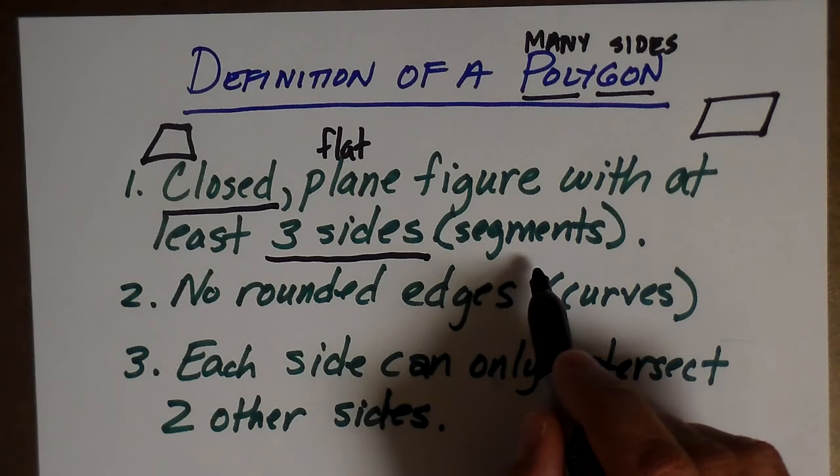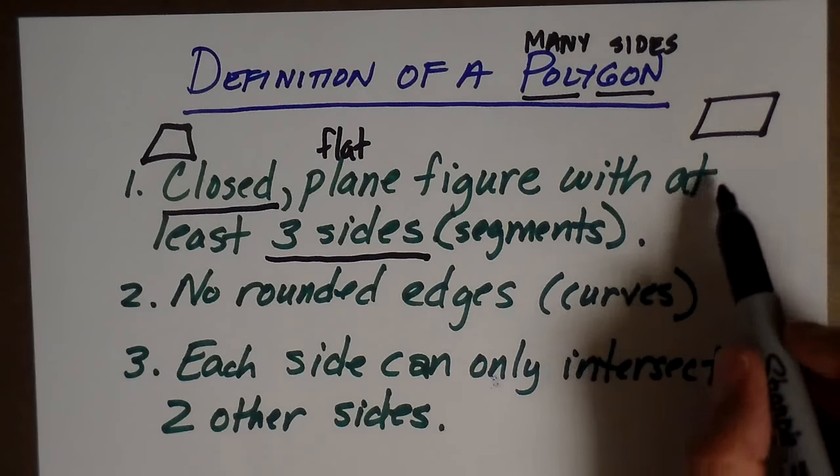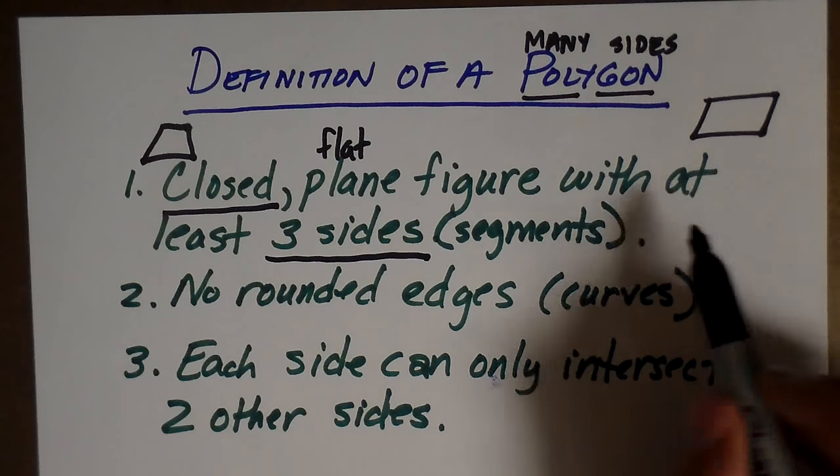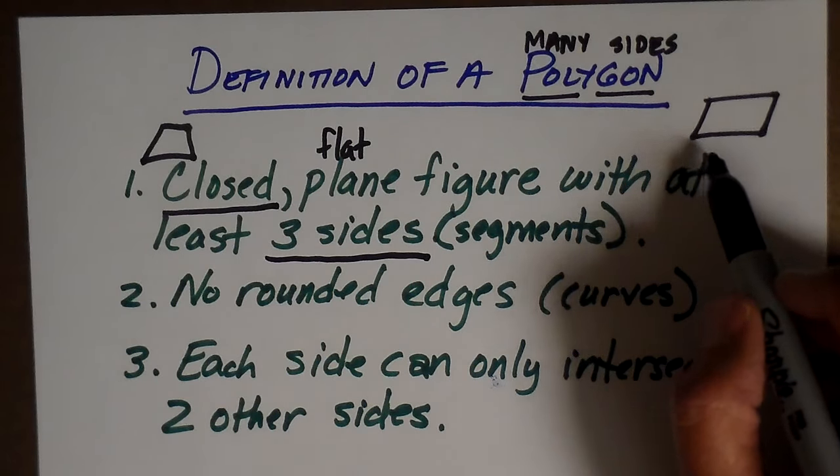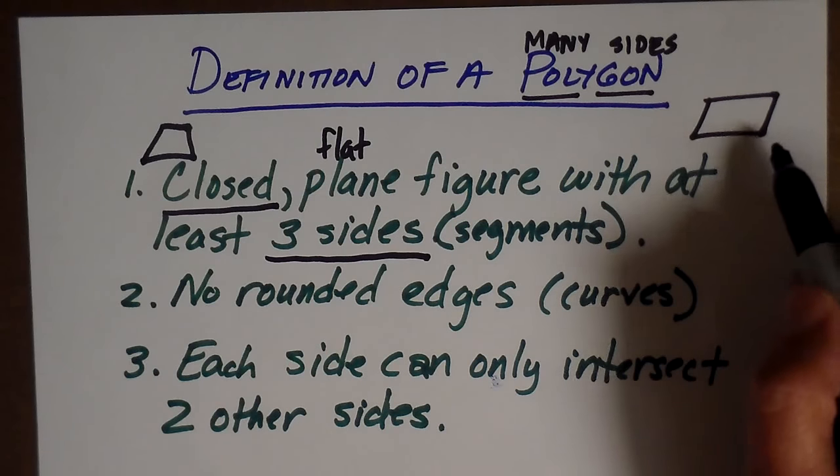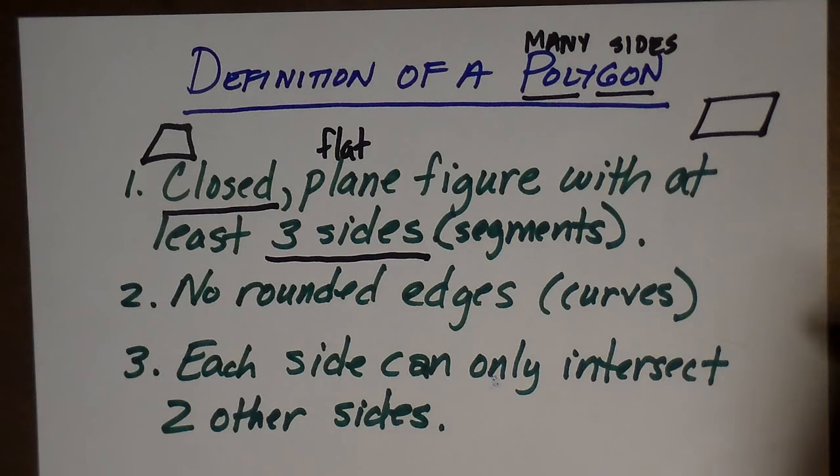And those sides are segments. We call them segments because they have to stop. They're finite. We can measure them. You can actually measure the length of the side of a polygon. The side of a polygon is not a ray or a line because we can't measure a ray or a line. Those go on infinitely. We have to have something finite that we can measure.